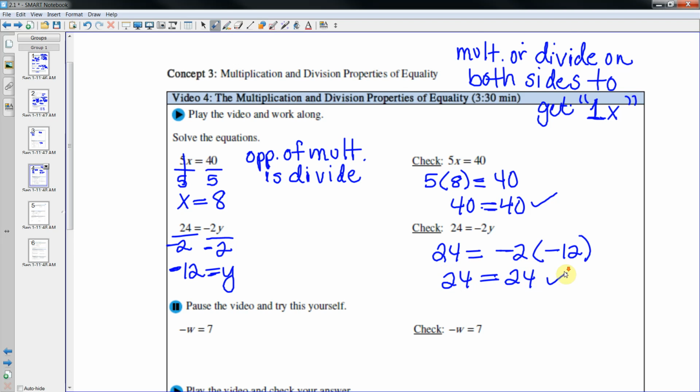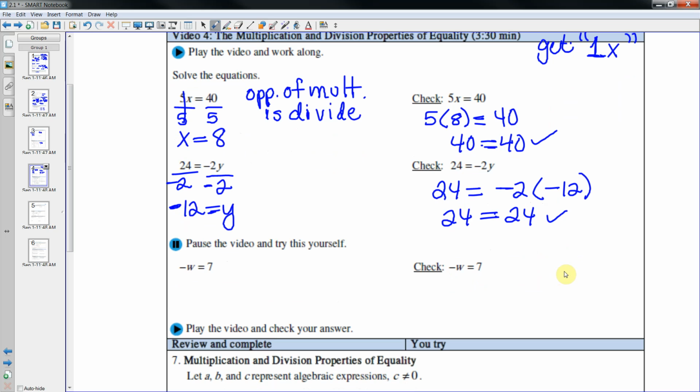Now, on this next one, I have negative w equals 7. What you have to do is remember that if you don't have a number in front of your variable, there's an automatic 1 there. So this is really negative 1w equals 7. If we follow the same rule as above, I divide both sides by negative 1. So w equals negative 7. 7 divided by negative 1.